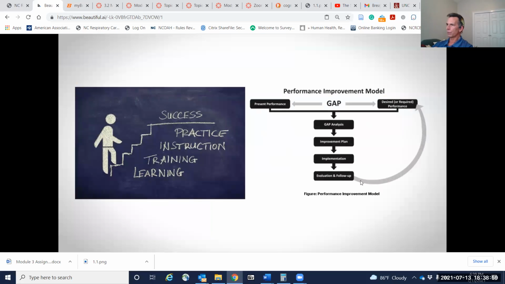Okay, so this is sort of where everything starts to come together. Now we have the objectives. We now implement the objectives. We knew what the present performance was. We identified the gap, and our objectives are written to get to that desired performance.